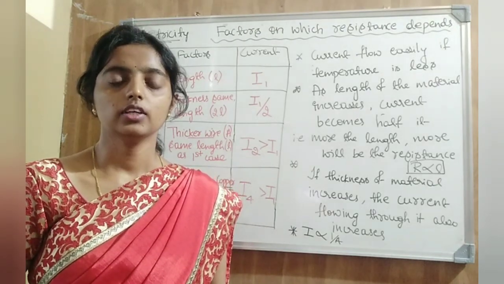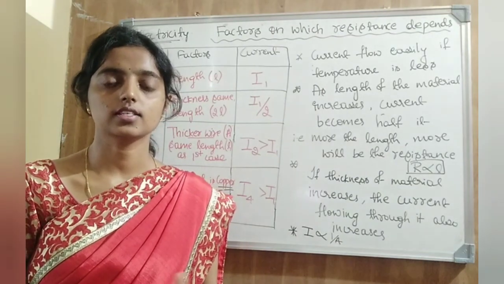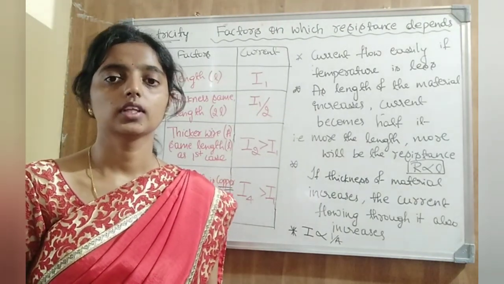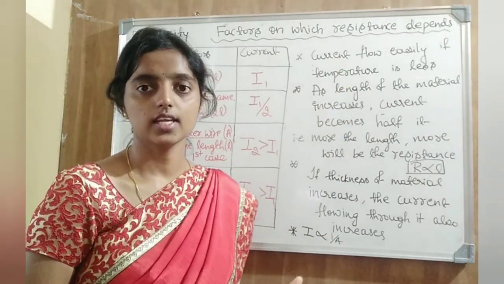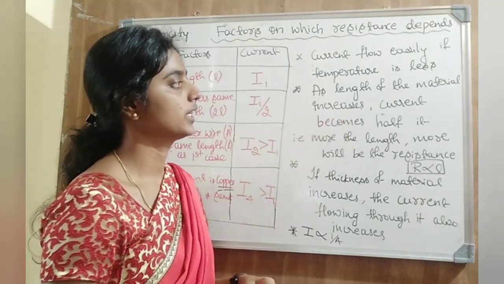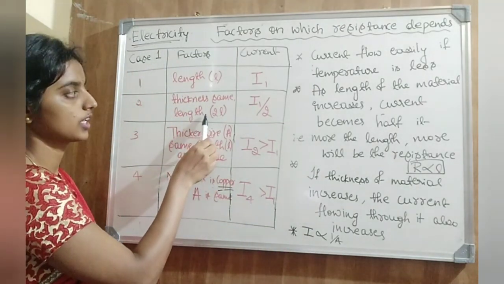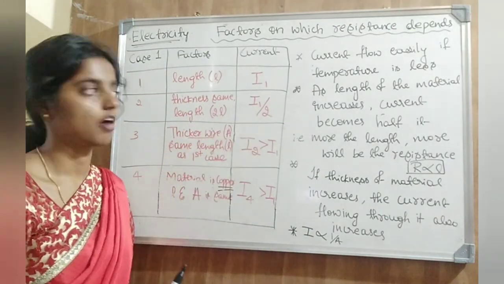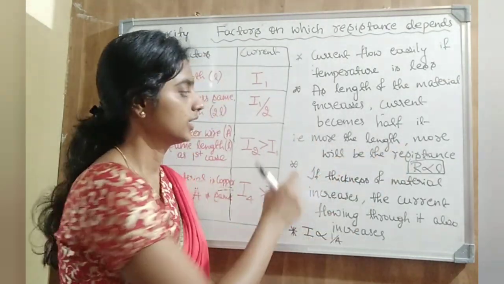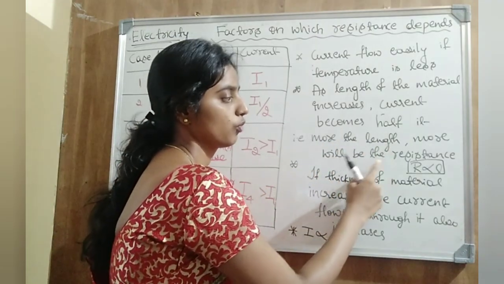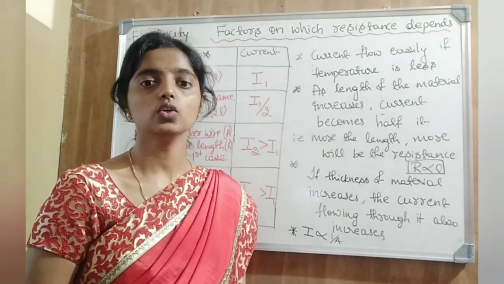From this activity, we can also figure out some important points which are useful to understand the concept in depth. They are: current flows easily if temperature is less, and as the length of the material increases, current becomes half of it. See, when we increase the length, what happens? Current is halved. So as the length of the material increases, current becomes half of it. That means the more the length, the more the resistance. It can be written as R is directly proportional to length.